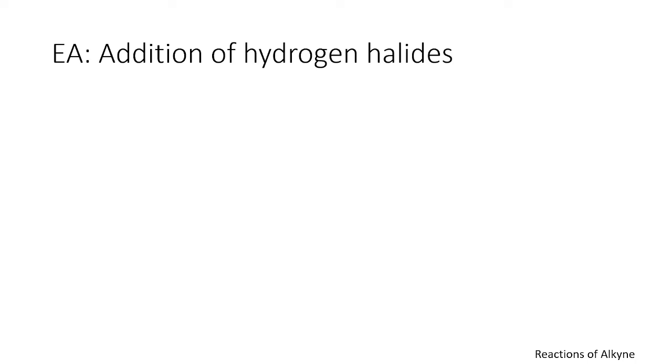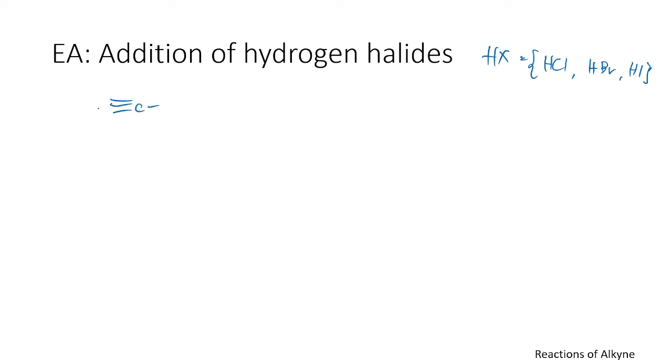But when it comes to the terminal alkyne, it is easier to see. Addition of hydrogen halides is expressed as HX, which can be our HCl, our HBr, or HI, or hydrogen iodide. This is the general formula for that.